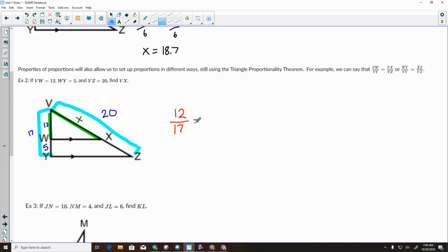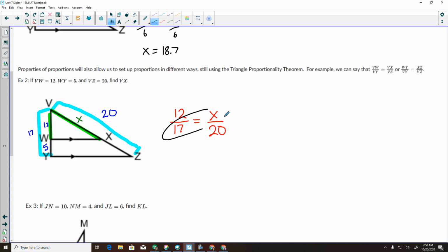And then check this out. I'm going to set this equal to, on the other side of this triangle, again, the green side, which is x, divided by the blue side, which is 20. So if you can look and see the pattern that I'm using here, I'm doing the green side over the blue side is equal to the green side over the blue side. So this is one other strategy that you can use to solve for missing sides in a triangle, when you have a particular problem like this.